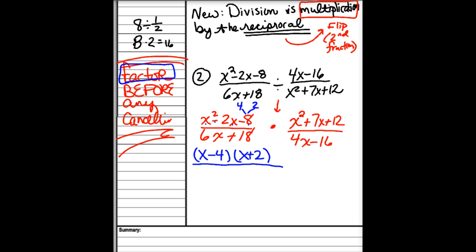On the bottom, is there anything in both of these? Yes. And a 6 is the biggest thing. If you don't find the biggest thing, you'll have more reducing to do at the end. It doesn't mean you'll get it wrong. You just have more to do.